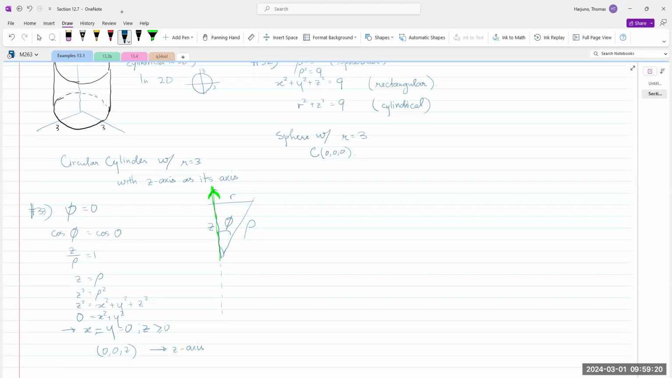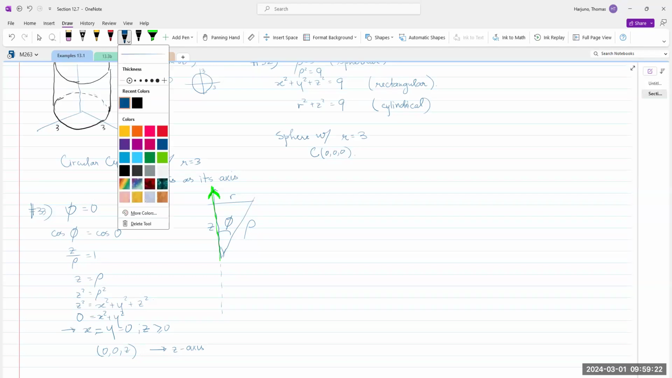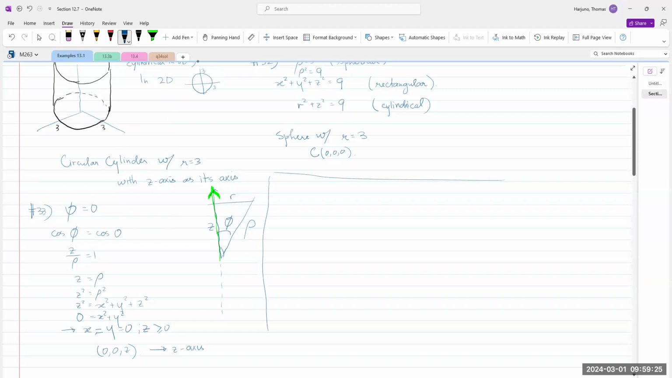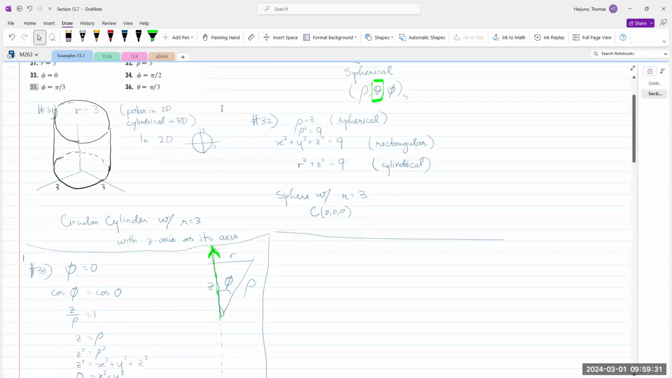Number 34. I somehow think it's supposed to look like an xy plane, but then I realized, oh, the phi is equal to 0. How about when phi equals pi over 2? Number 34, phi equals pi over 2 means the angle is 90 degrees from the positive z-axis, right? But that will just be the xy plane.